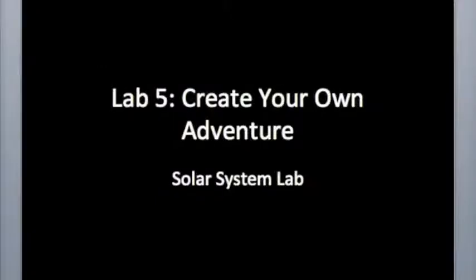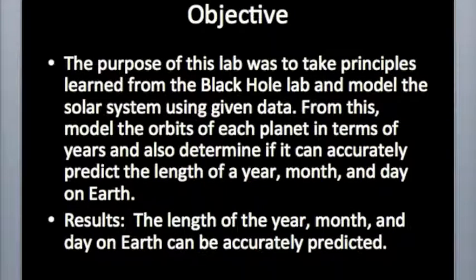So this is Lab 5, the Adventure Lab, and for my lab I chose to do the Solar System Lab. The purpose of this lab was to take principles learned from the Black Hole Lab and model the solar system using given data. From this, to model the orbits of each planet in terms of years, and also determine if it can accurately predict the length of a year, month, and day on Earth. The results show that they can be accurately predicted.